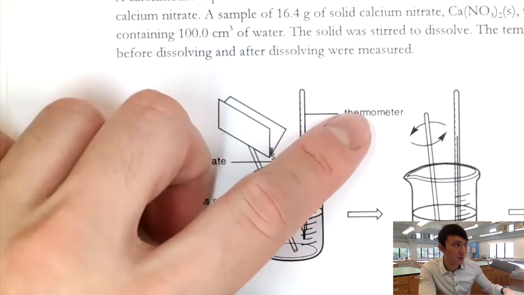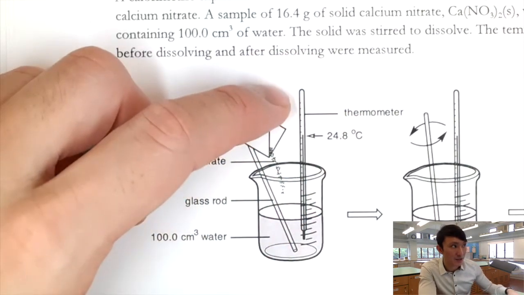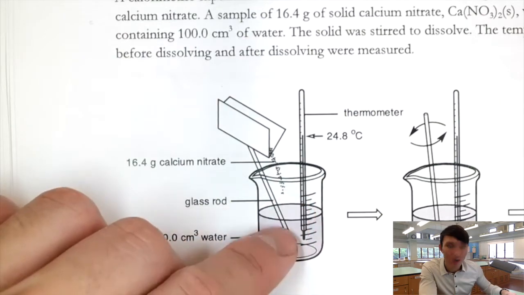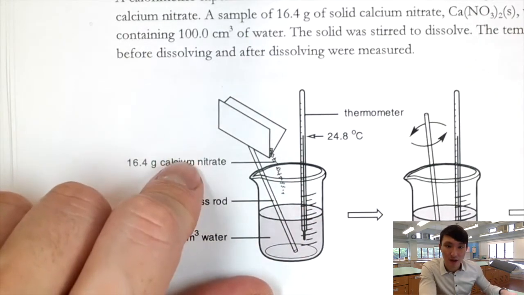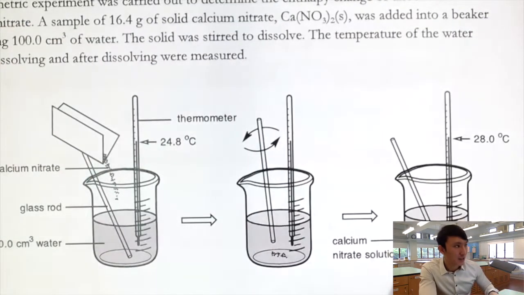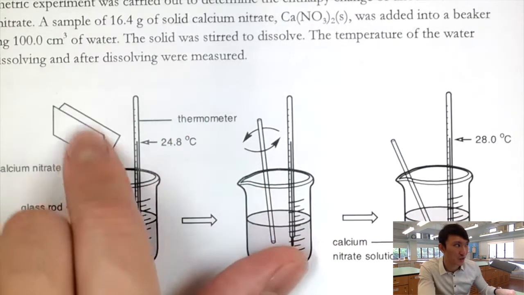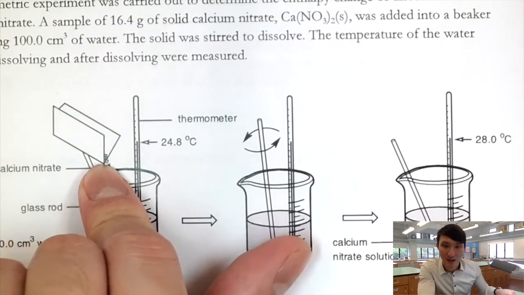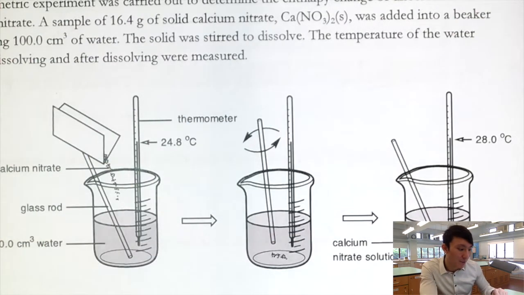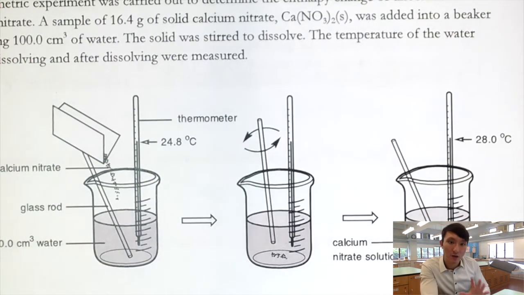You just look at the thermometer. We actually stick the thermometer into the water rather than the calcium nitrate. Plus, the calcium nitrate has been dissolved. So how can we measure the temperature of the calcium nitrate? So that's why the mass must be talking about the water in this case.